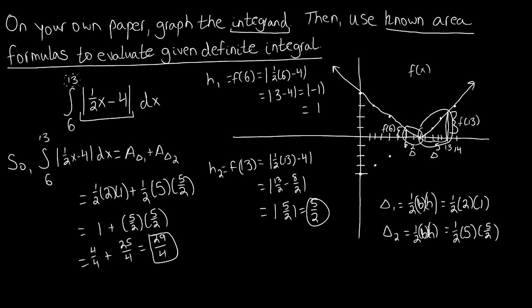So we used some known area formulas to evaluate this given definite integral in the way that we just talked about. We graphed it and figured out what shapes the areas take between the curve and the x-axis on the bounds of 6 to 13. And we used our knowledge of stuff we've done before, area formulas we've seen before, and all these other things culminating in evaluating a definite integral.